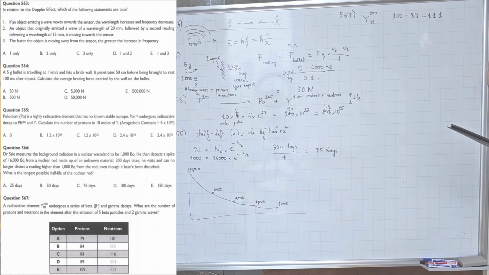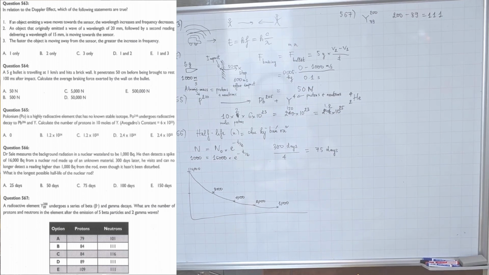Why is E right? It looks a bit weird. What's the explanation? There's no change in atomic mass and proton number in gamma radiation.